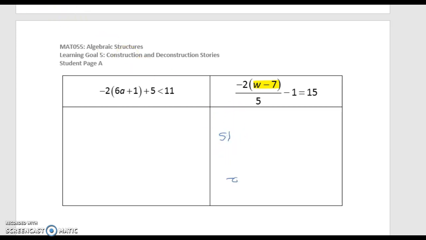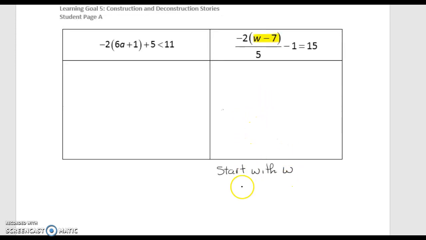Not sure why that's jumping. I can't seem to get it to write in there. It keeps jumping, so I'm going to write it down here. So start with w, and then w is subtracted by 7.